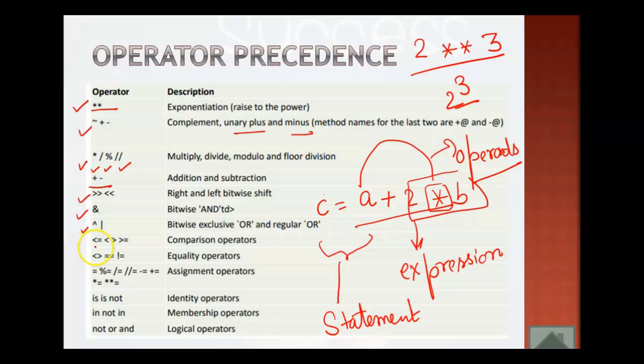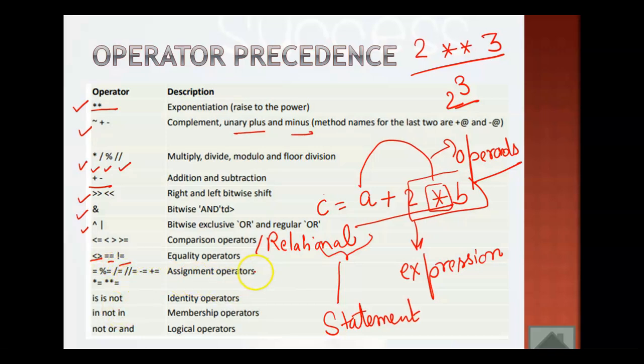Then we have the comparison operators. You know the comparison operators are also called relational operators, right? So for relational operators, we have less than, less than or equal to, greater than, and greater than or equal to. These four operators come after the bitwise operators. And then we have the equality operators, like not equal to, equal to, and you can use this also for not equal to.